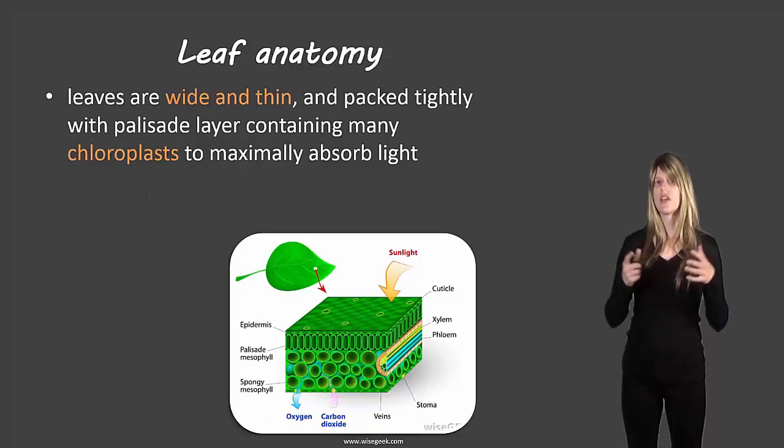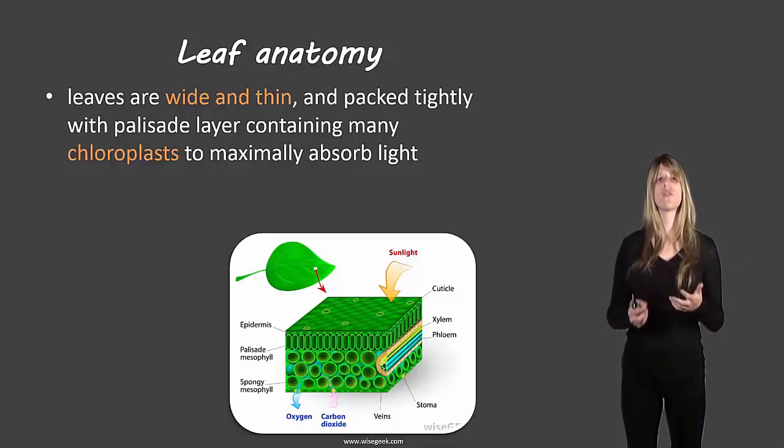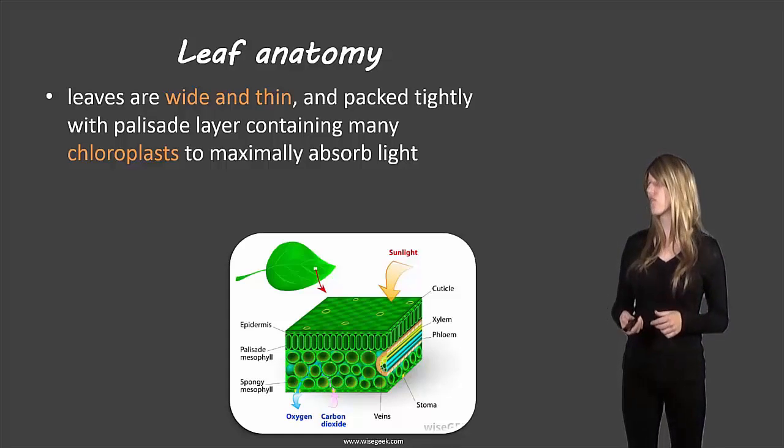So leaves are very wide and very thin, and they're packed tightly with a certain type of cell in what we call the palisade layer. And they contain many chloroplasts, and chloroplasts are responsible for photosynthesis. So they're a type of organelle, just like all the other organelles we learned in cells, and they are responsible for photosynthesis.